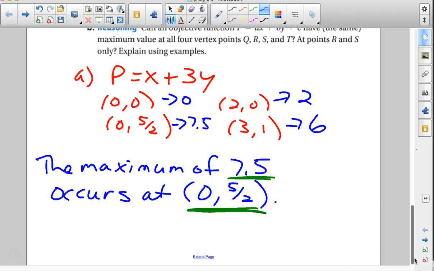Thank you. All right. Could you find the minimum? Sure. I mean, you've already done the 4 of them. So where's the minimum occurring? Yeah, 0 at (0, 0).